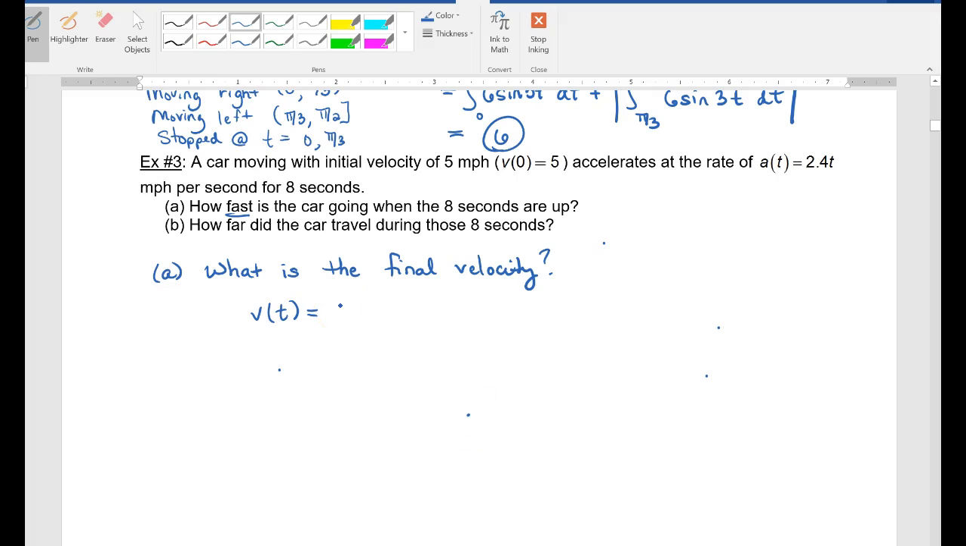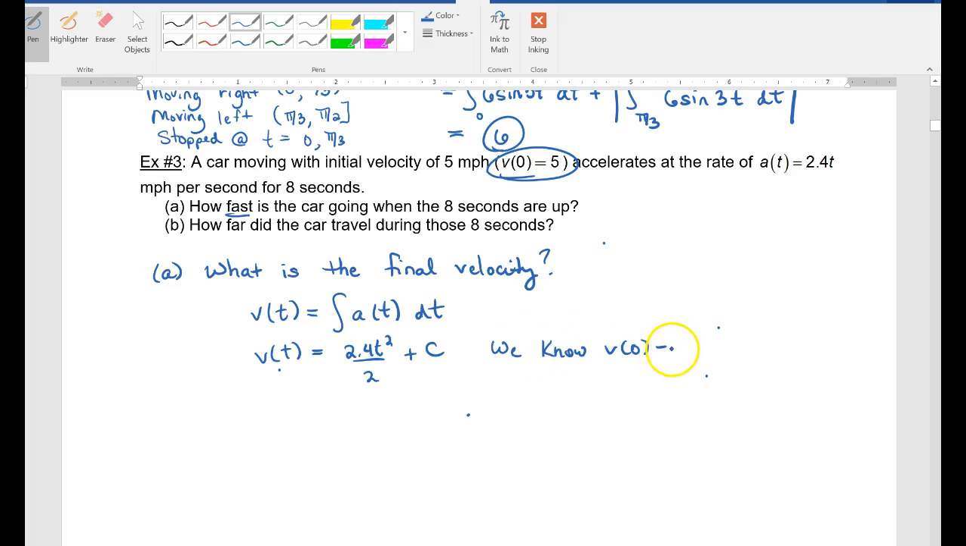Yeah, so I'll show you two different ways of thinking of this. Do you agree with that? Velocity is going to be the integral of your acceleration. So what would that be? It's 2.4 t squared over 2, plus C.